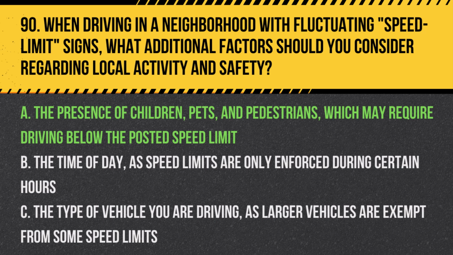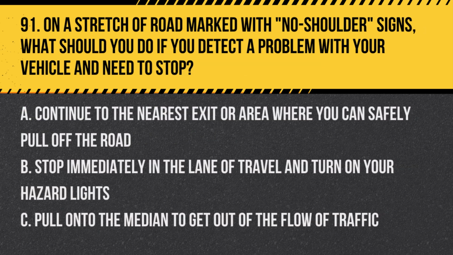Question 91. On a stretch of road marked with no shoulder signs, what should you do if you detect a problem with your vehicle and need to stop? A. Continue to the nearest exit or area where you can safely pull off the road. B. Stop immediately in the lane of travel and turn on your hazard lights. C. Pull onto the median to get out of the flow of traffic.